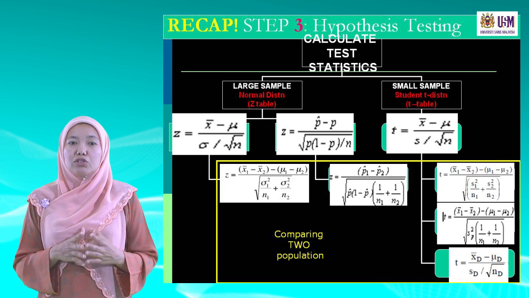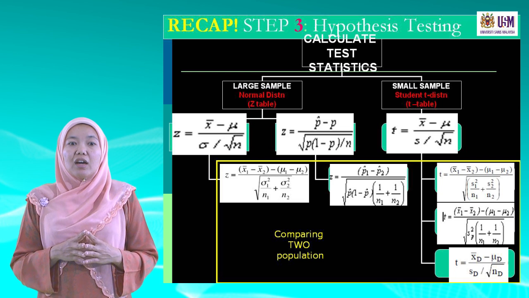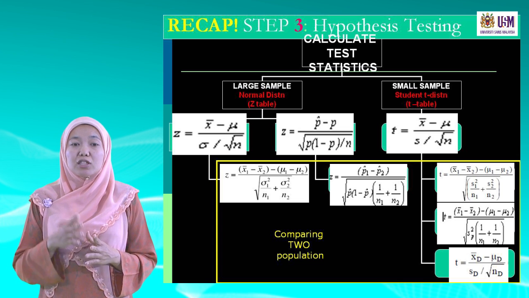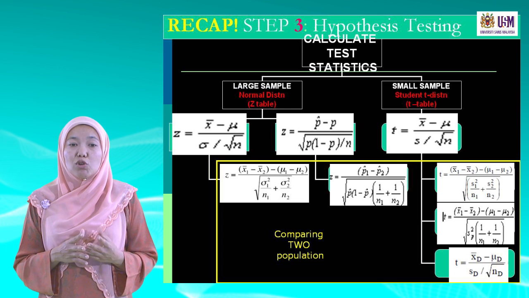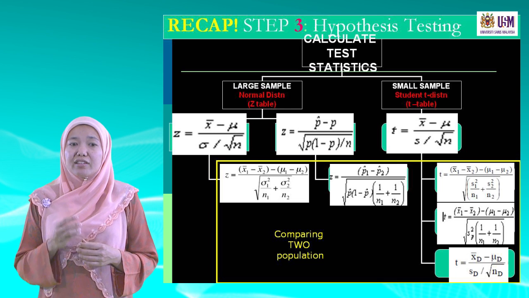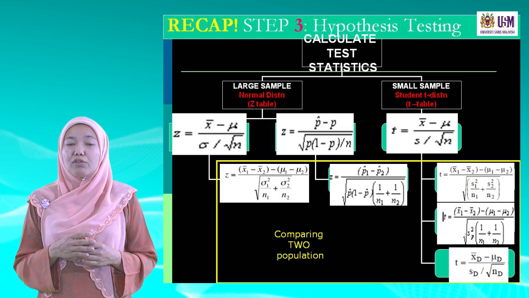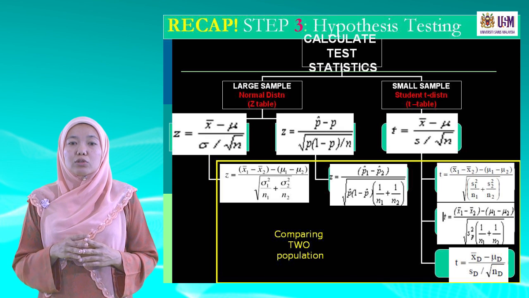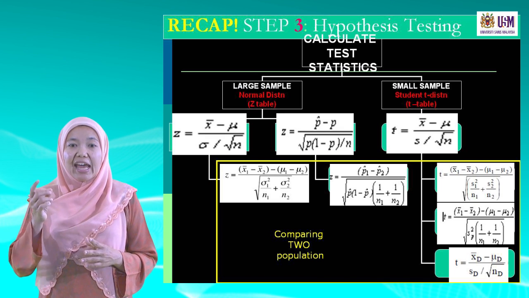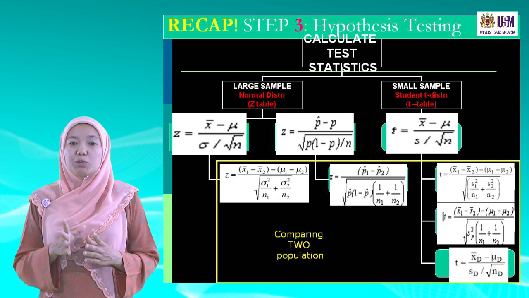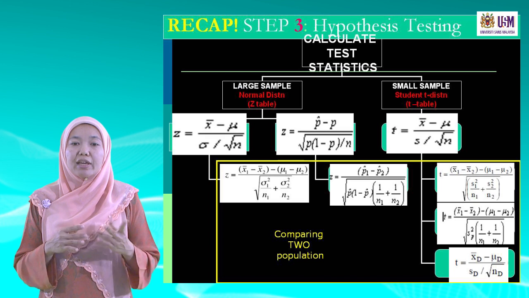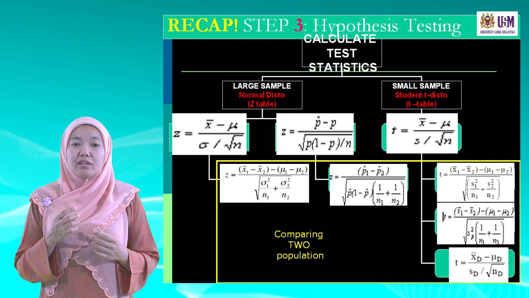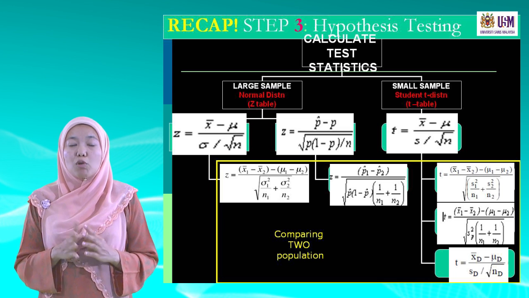Let's look at the normal distribution, the Z table, formulas. The one furthest on the left-hand side, where Z equals X bar minus mu, divided by sigma divided by the square root of n, is the formula of the test statistic for the case of one mean. The one in the middle, where Z equals p hat, the estimated p, minus p, divided by the square root of p times (1 minus p) divided by n, is the test statistic formula for one proportion.